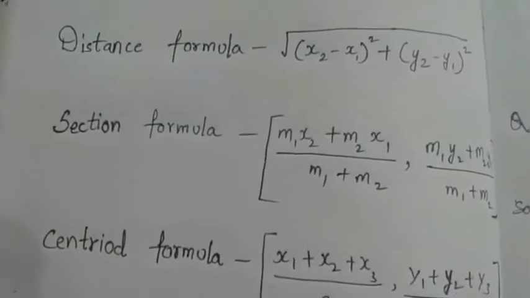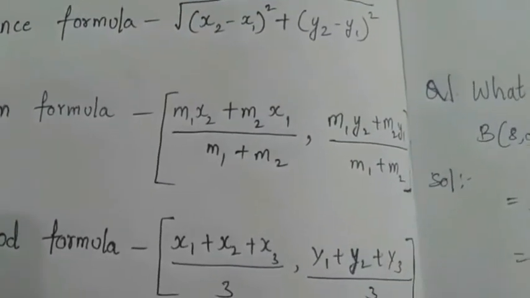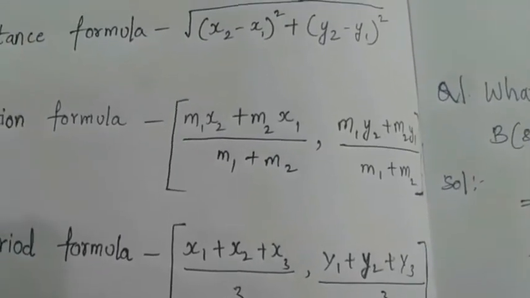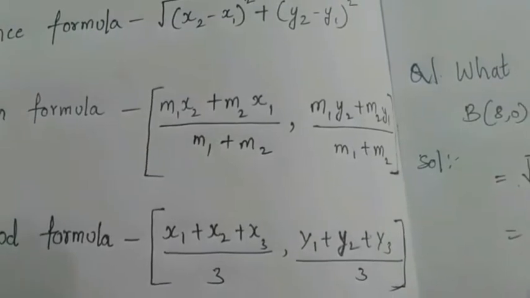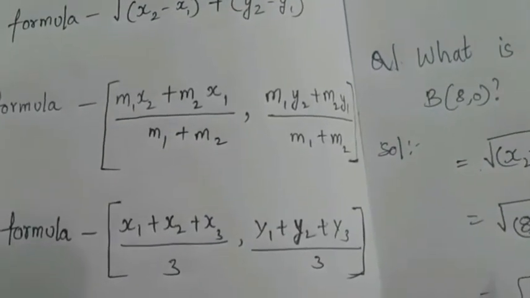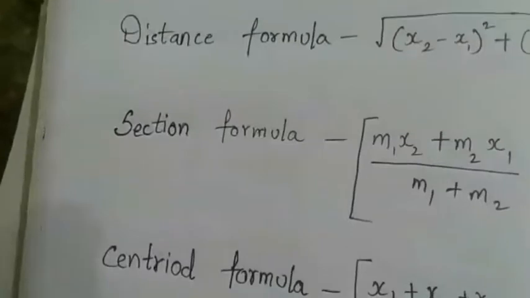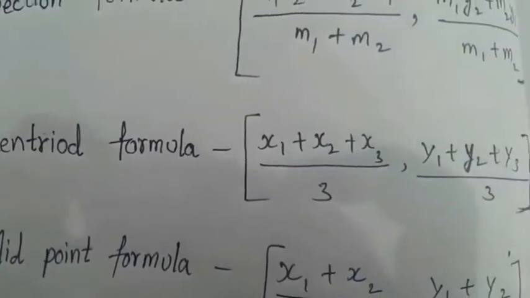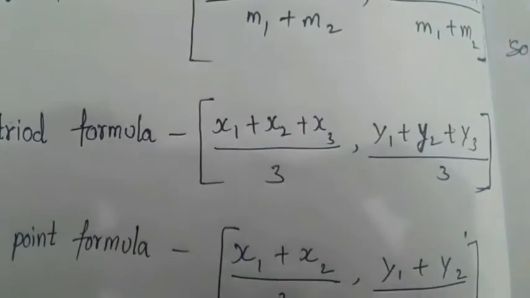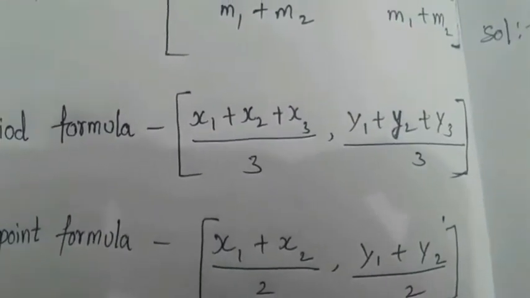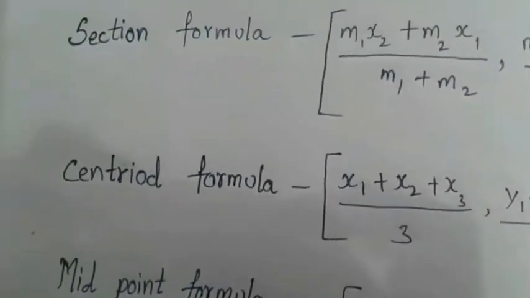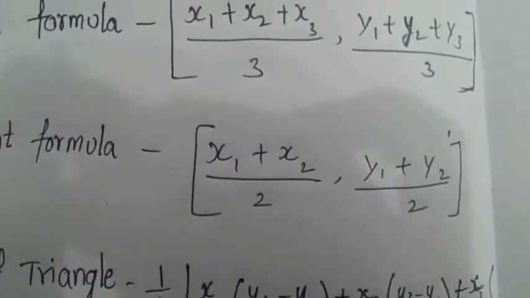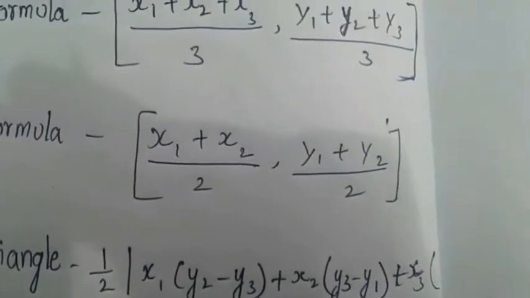square. In the same way, we have the section formula, that is (m1 into x2 plus m2 x1) by (m1 plus m2) comma (m1 into y2 plus m2 into y1) by (m1 plus m2). This is the section formula where we have to substitute in the same way. And this is the centroid formula, where (x1 plus x2 plus x3) by 3 comma (y1 plus y2 plus y3) by 3. Then we have the midpoint formula, that is (x1 plus x2) by 2, (y1 plus y2) by 2.